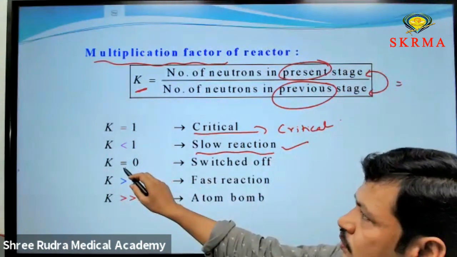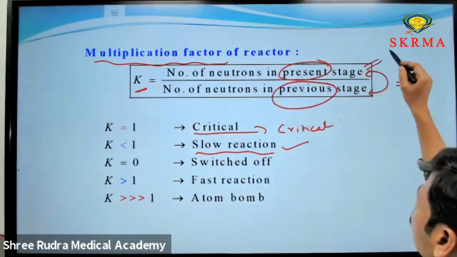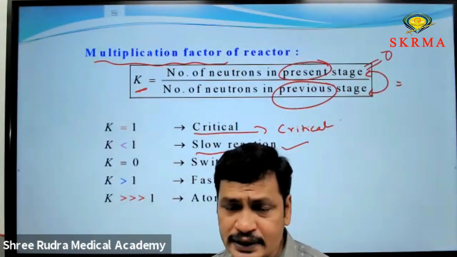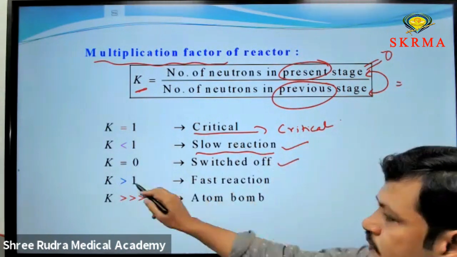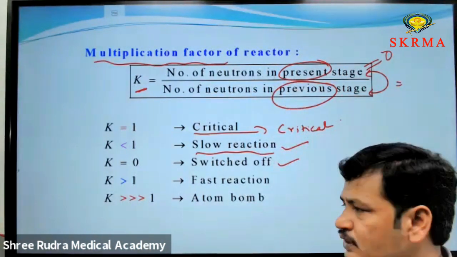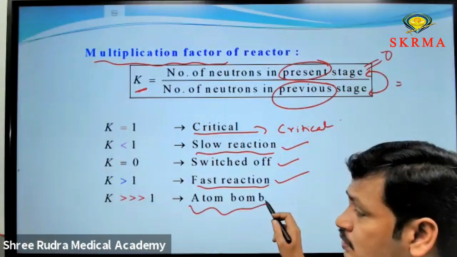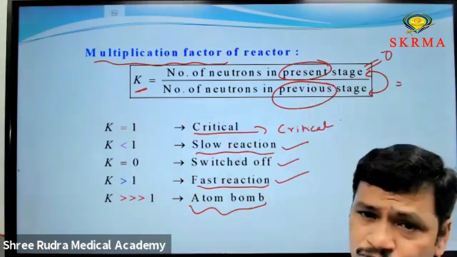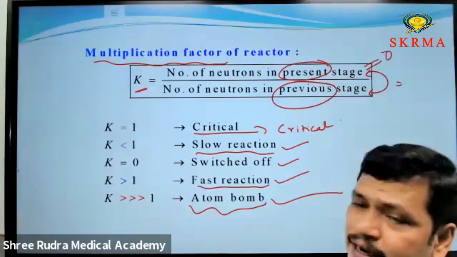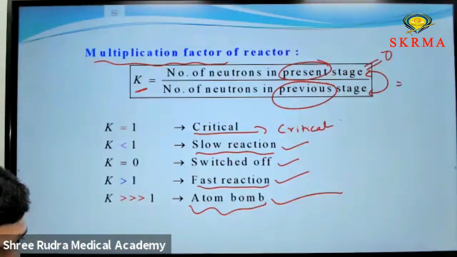If K equals 0, the number of neutrons in the present stage is 0. If there are no neutrons, no fission takes place. That's why the reactor is in the switched off stage. If K is greater than 1, the number of neutrons in the present stage is more, so the reaction is obviously fast. If K is much greater than 1, it is uncontrolled. More neutrons are liberated, it is uncontrollable, hence it acts like an atom bomb. That's why the operation of a nuclear reactor is also a difficult thing.